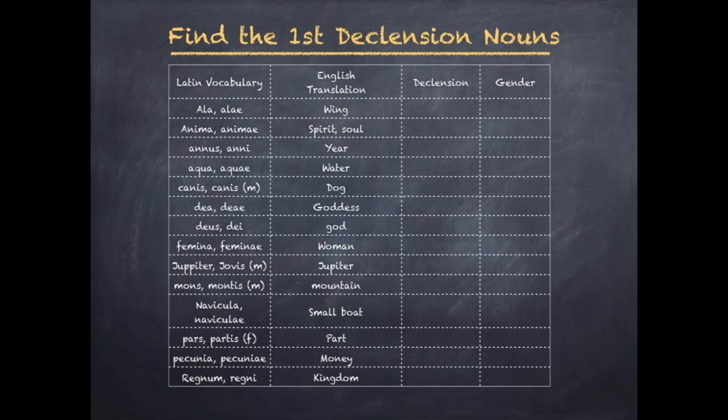Pause this video and examine the vocabulary list closely. Find all first declension nouns that are on the list. When you think you have found all of them, restart the video and check to see if your answers are correct.